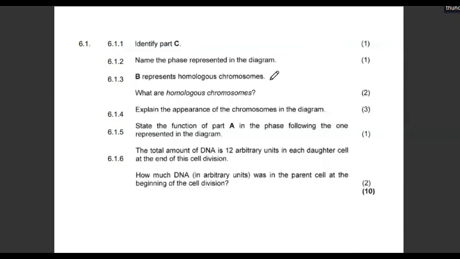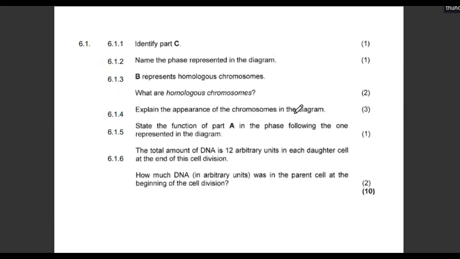Then B represents homologous chromosomes. What is a homologous chromosome? Chromosomes which have the same structure and the same size, and they carry genes. Genes of the same characteristics are always on the same locus. So we call them homologous chromosomes. They are not genetically identical, but genes of the same characteristic are in the same locus. Locus is the position of a gene, singular. Loci when they are many.